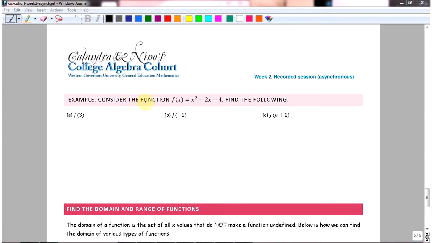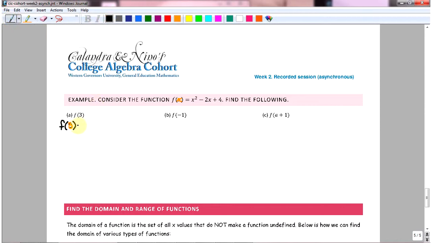Example, consider the function f of x equals x squared minus 2x plus 4. Find the following. First we want to find f of 3. So remember that this notation, f of 3, means that 3 is the input. So 3 is going to go in everywhere we see an x in the original equation, because we're replacing x with the 3.